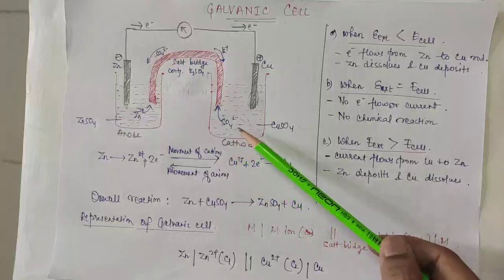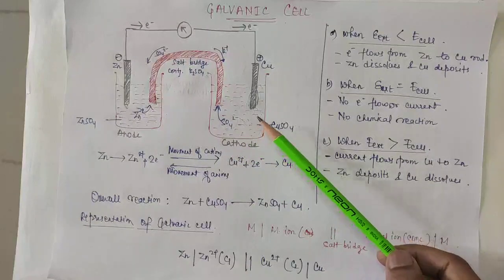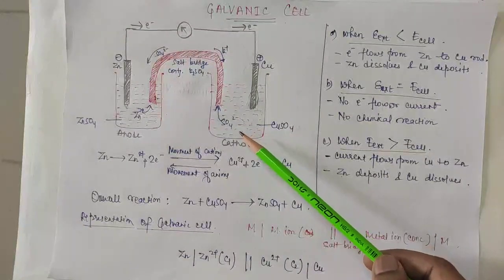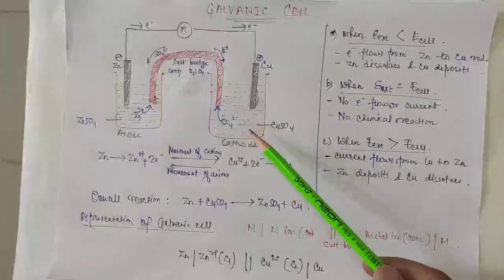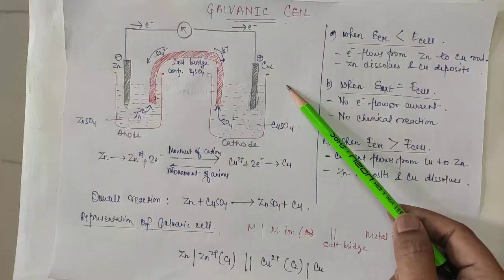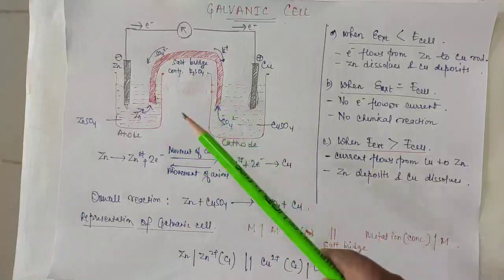Concentration of copper sulfate in this half cell decreases. With the passage of time, the flow of current also falls. That is, current falls. The weight of copper rod will increase while weight of zinc rod will decrease as the cell works.